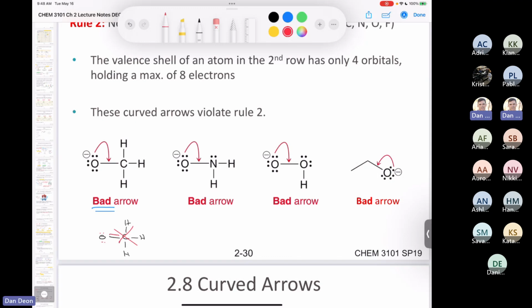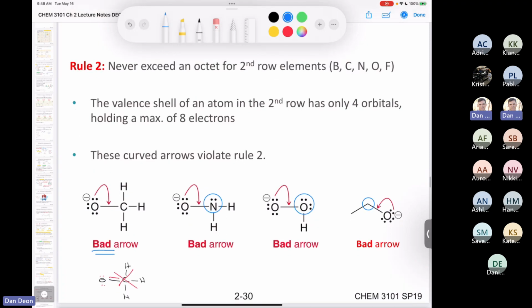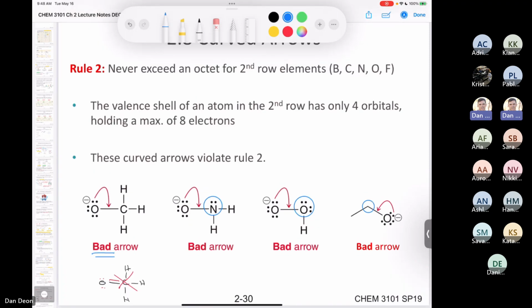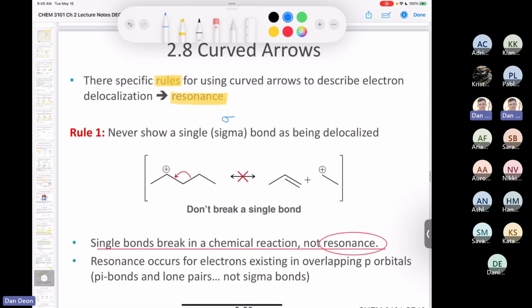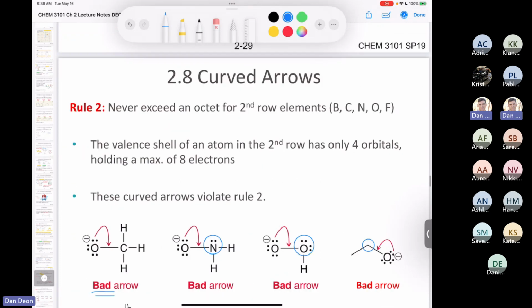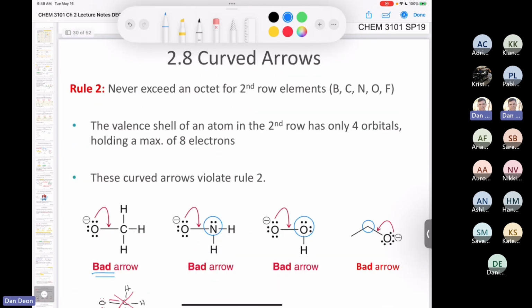You see the same thing is happening in the next arrow. We'd be exceeding the octet for the nitrogen here, for this oxygen here, and for this carbon here. So we would be exceeding the octet rule for all of these, and so they all violate rule number 2. To rehash, rule number 1 is when we're drawing resonance structures, we don't break sigma bonds. Rule number 2, we don't exceed the octet rule for carbon, oxygen, nitrogen, fluorine, or boron.